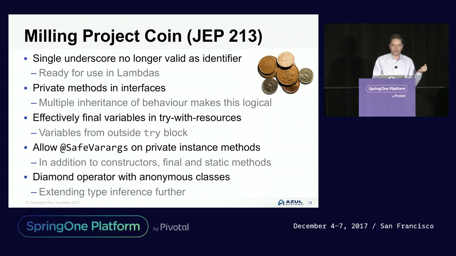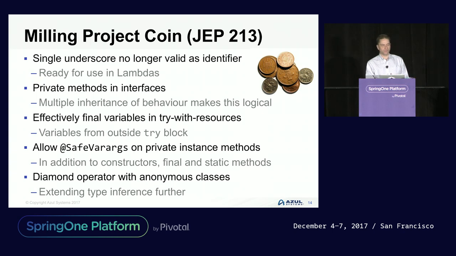Safe varargs with private instance methods. Safe varargs is an annotation which allows you to tell the compiler, okay, there are certain situations where the compiler will issue a warning message based on the use of variable arguments and generic types, where things can get a little bit confusing. So it will issue a warning message even though there's nothing you can do about it. So you can turn that off. Currently you can use that with constructors, final methods and static methods. Adding private instance methods just tidies up the syntax so it applies to all the correct types of methods.